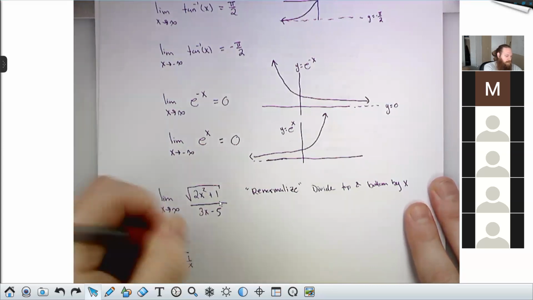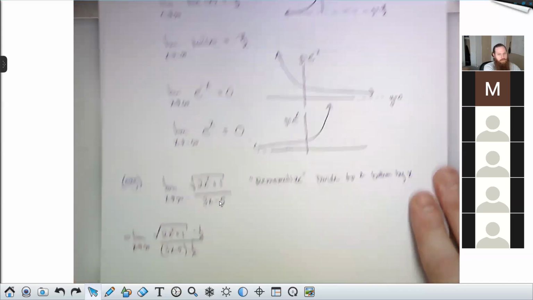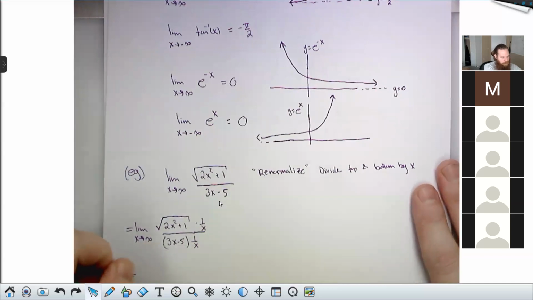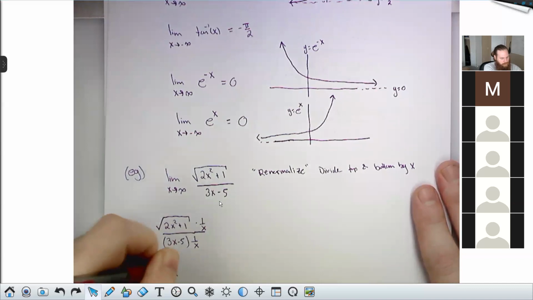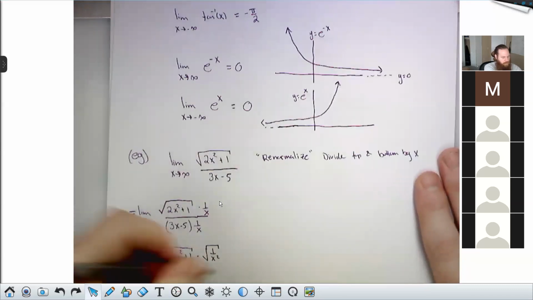I want to divide the top and the bottom by x. That means I want to multiply by 1 over x. In the numerator, the only way I can get this guy under that square root is by writing him as a square root. So I'll write the top as the square root of 2x squared plus 1 times the square root of 1 over x squared. Very sneaky algebra move.